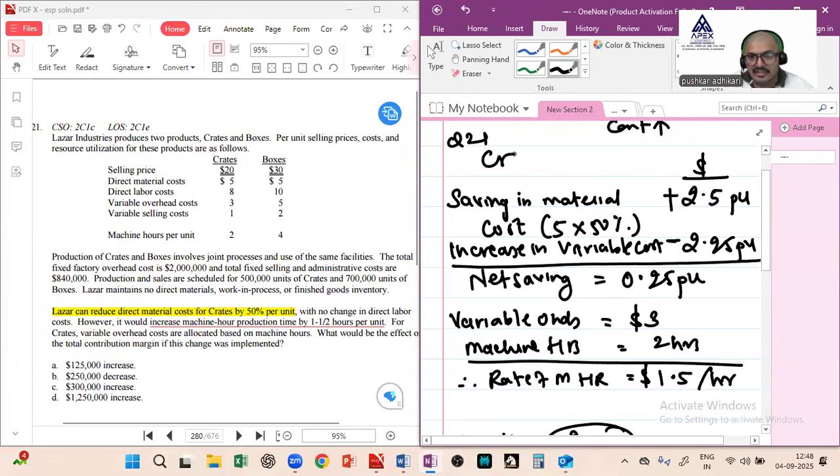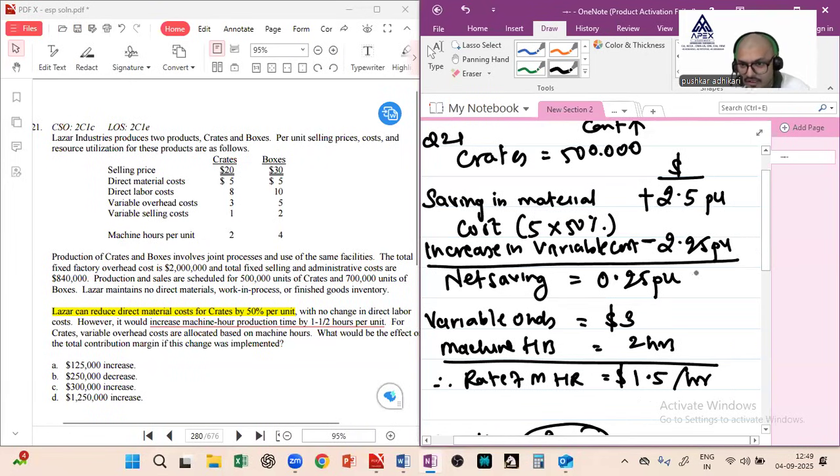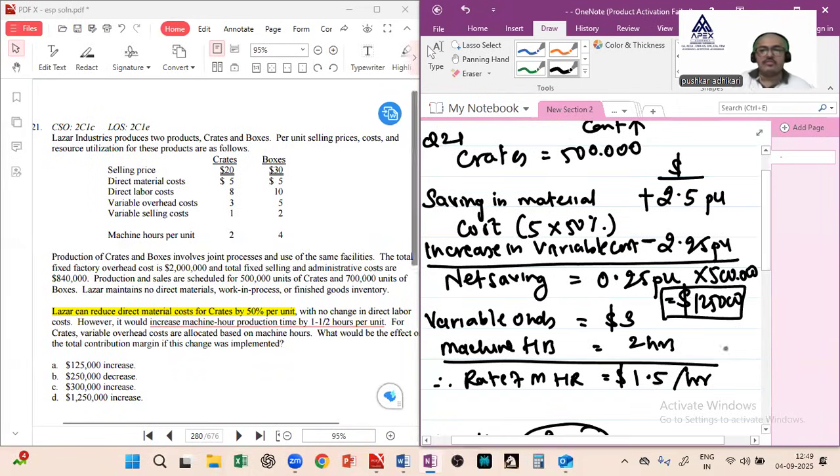I am dealing with crates, and crates have a total of 500,000 units. So 0.25 per unit for how many units? For 500,000 units, which fetches me 0.25 multiplied by 500,000. My saving comes to $125,000.